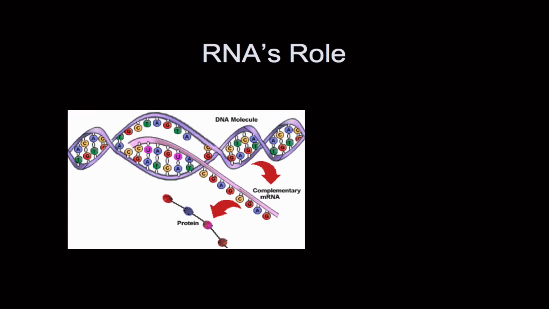Now let's talk about RNA. RNA is a little bit different from DNA. For one thing, RNA is a single strand. It's not a double strand. The way RNA is created is the DNA unzips and an RNA strand is created based on that DNA strand. And when RNA is created, it follows the same rules.